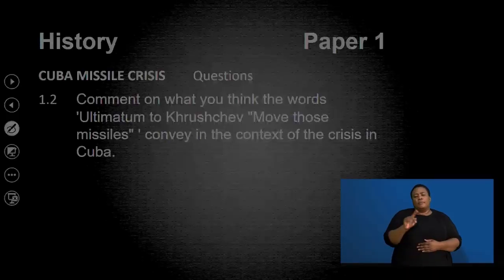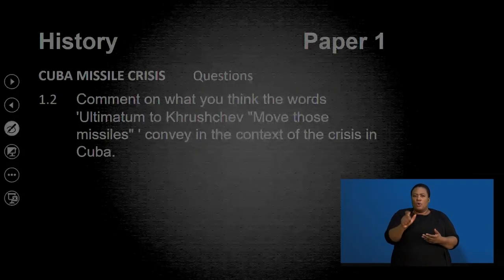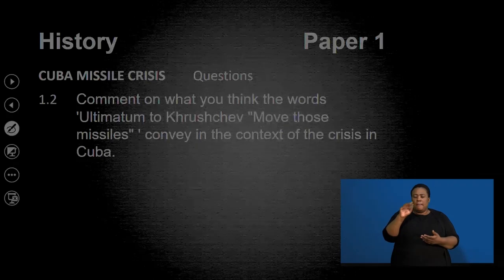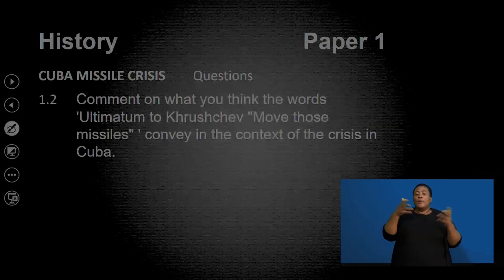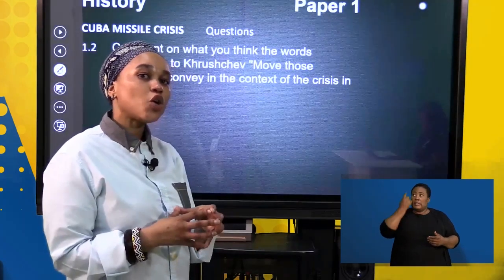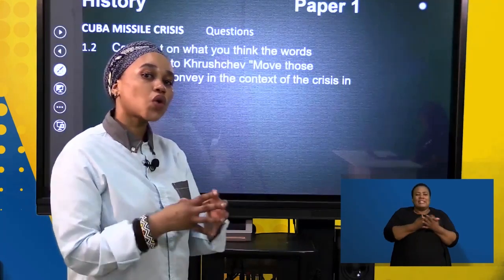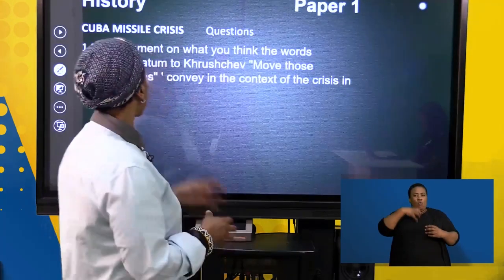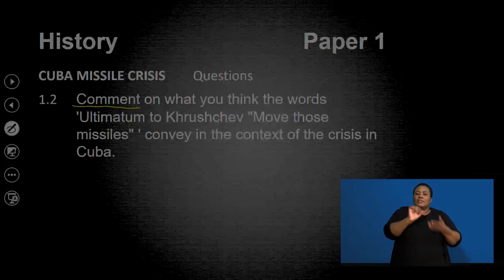Okay, let's look at the next question. It says, comment on what you think the words ultimatum to Khrushchev, move those missiles, convey in the context of the crisis in Cuba. So again, guys, remember I told you that it's not only comprehension that we are looking for in the source. We are looking at whether you can analyze the source in order to be able to draw your own conclusions. So you need to give your own comment based on what is said in the source.